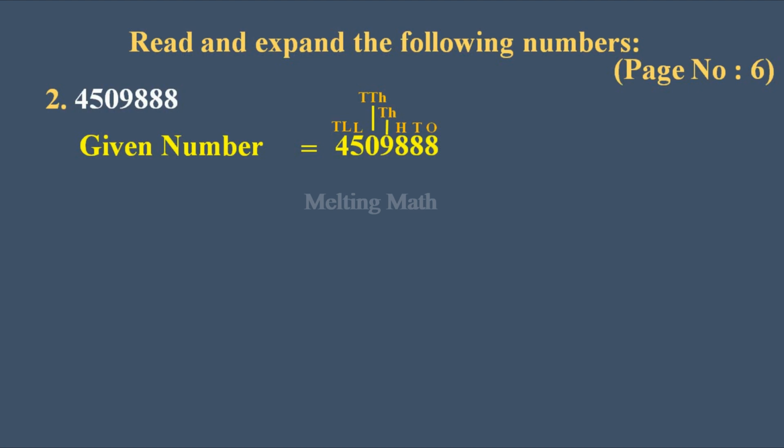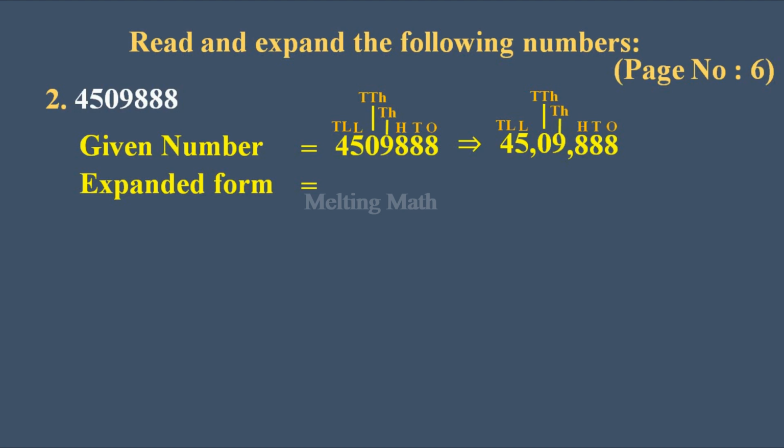We know the ones, tens, hundreds come under the ones period, so put a comma after the 3 digits from backward. Next, 1000 and 10,000 come under the thousands period, so put a comma after these 2 digits. Next lakh, 10 lakh, so we cannot put the comma in front of the number. That's it. Next we have to expand the number.